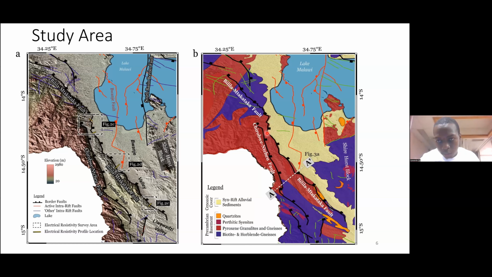And I would like to mention that in this area, the geology is basically, on the footwall, we have mostly Precambrian basement rocks, just gneisses. And on the hanging wall, we have Cenozoic sedimentary deposits.